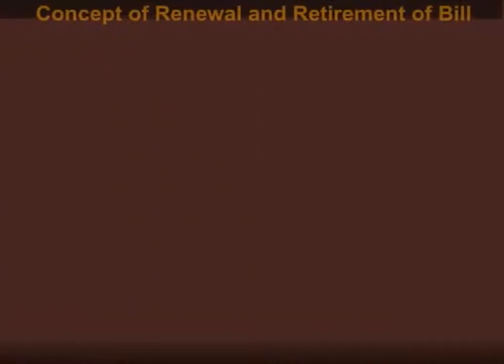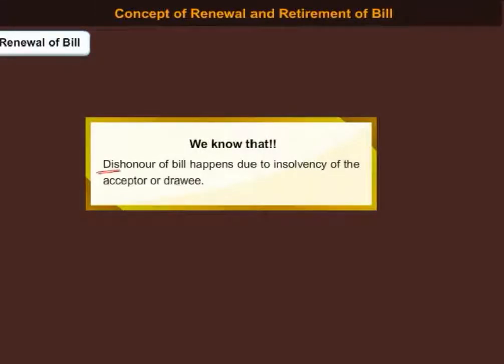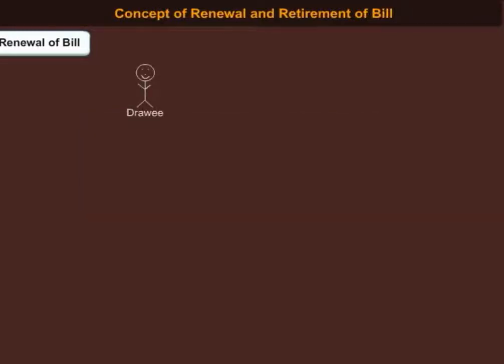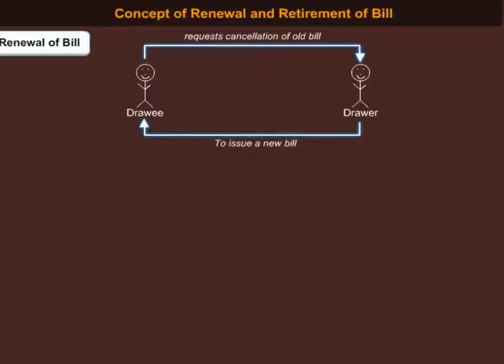Now, let's understand the concept of renewal and retirement of bill. Let's first discuss the renewal of bill. By now, we know that a bill gets dishonored due to the insolvency of the acceptor, that is, the drawee. Now, in order to avoid this situation, the drawee requests the drawer to cancel the old bill and to issue a new bill. This process is known as renewal of bill.